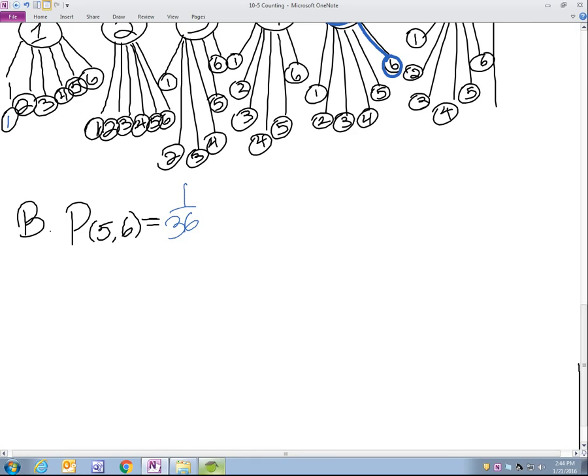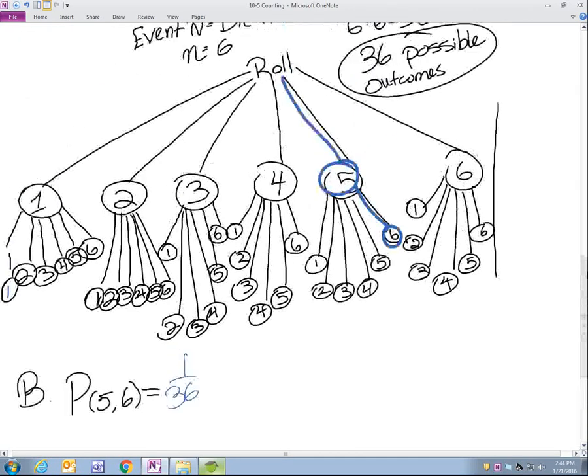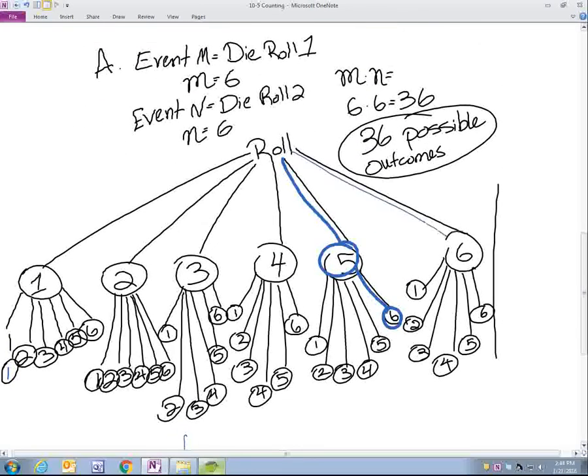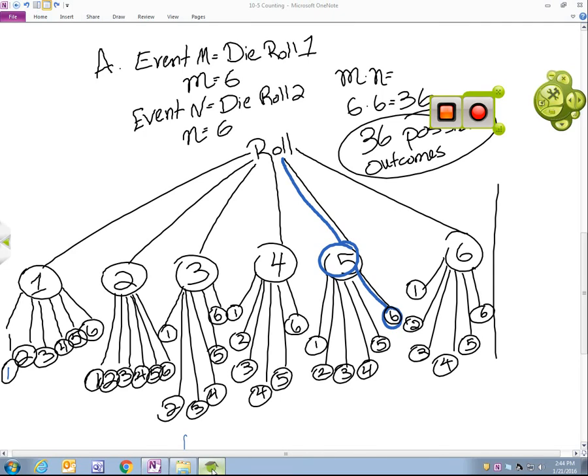Joe? Why can't you roll a 6 and then a 5? You can roll a 6 and a 5 and be the same thing. It would be 6 and then 5. It's still going to be 1 out of 36. How would you get 1? Do not leave without your homework.